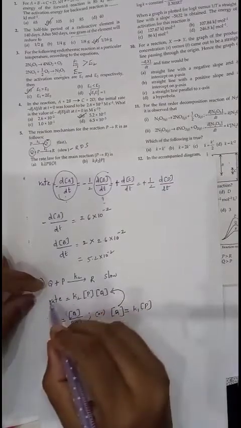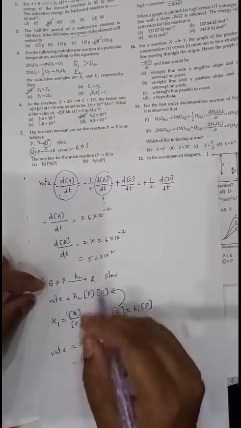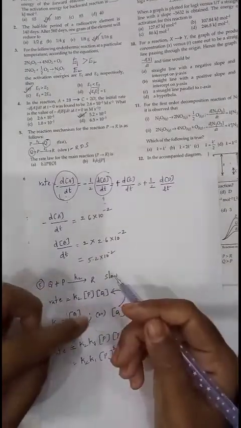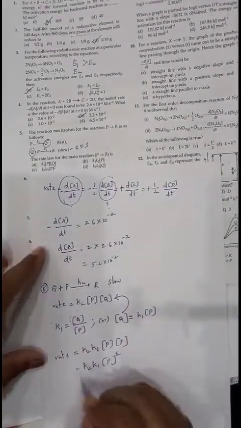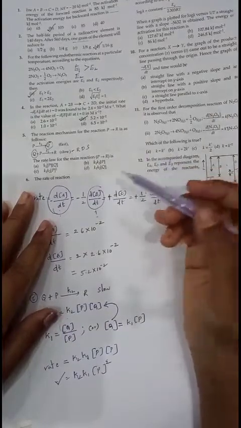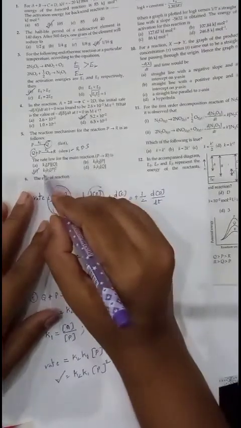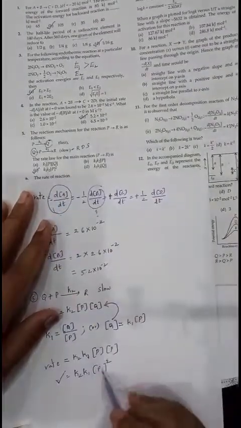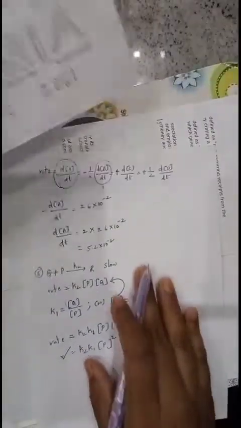You should not end with this, because it contains two steps. So you want to take whatever is common in both the steps. So this is the final rate, which matches the third option: K1, K2, P to the power of 2. Okay, now we'll see the next question.